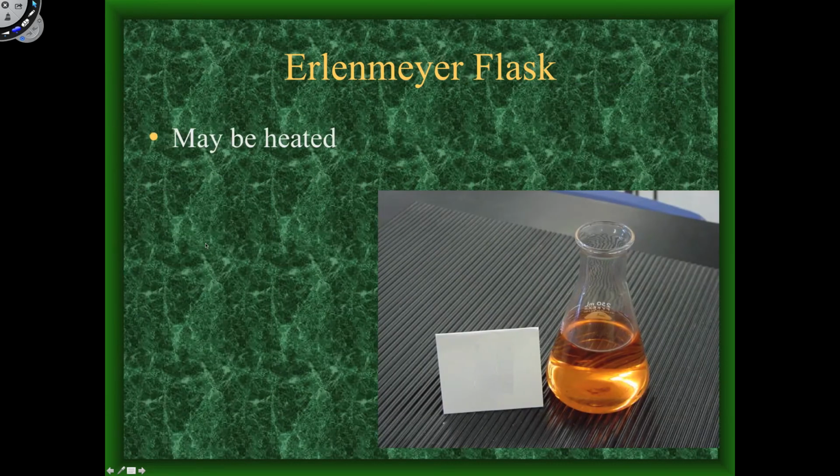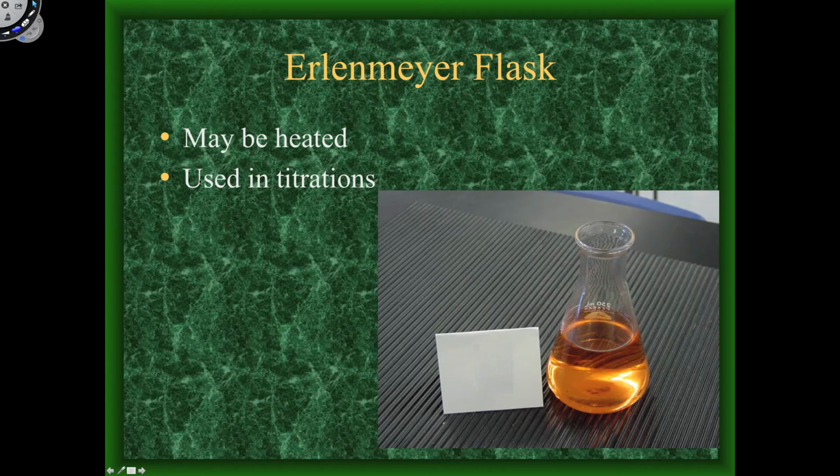Erlenmeyer flask, another glass piece of equipment, can be used for heating. So it can be used just like a beaker for heating. Of course, it has a different shape, as you can see. There's no lip on it. It has a narrower top.